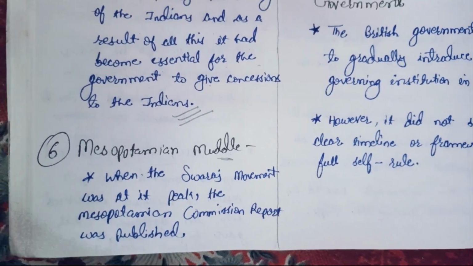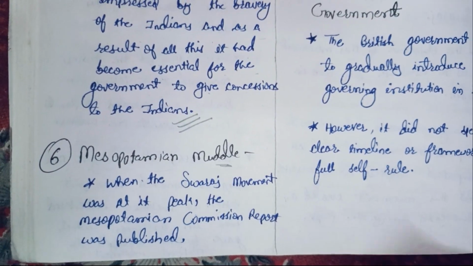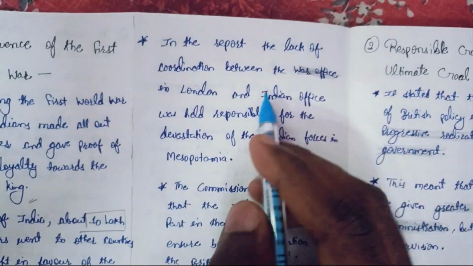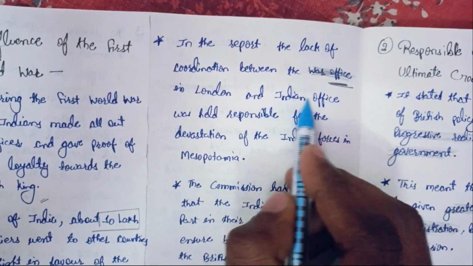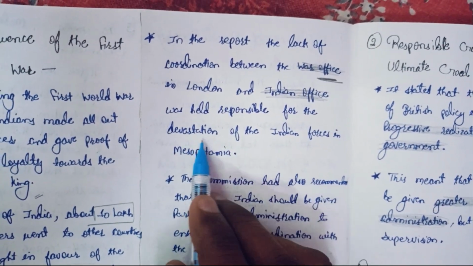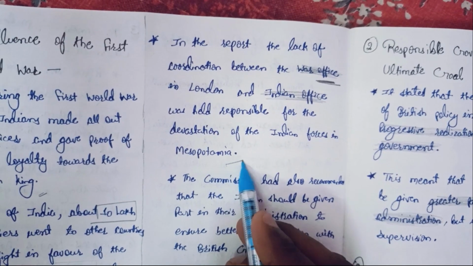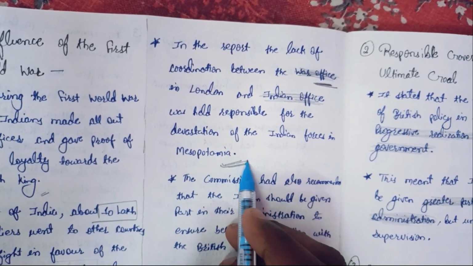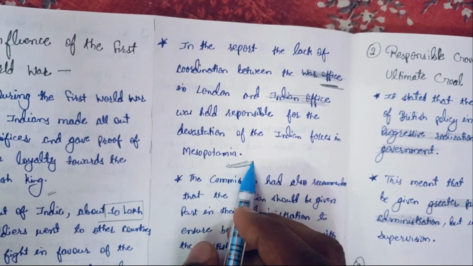the Mesopotamian Commission report was published. In the report, the lack of coordination between the War Office in London and the Indian Office was held responsible for the devastation of the Indian force in Mesopotamia. Actually, it was like that in Mesopotamia.